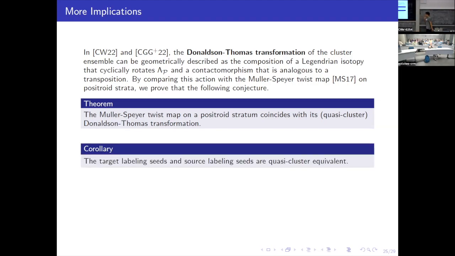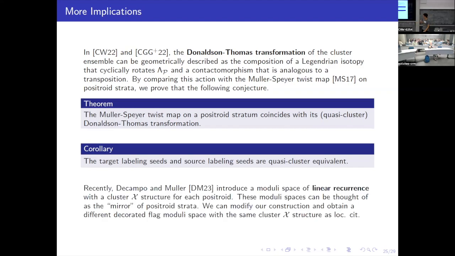And the direct corollary of this is that the target labeling seed and the source labeling seed are quasi-cluster equivalent, right? So this was a conjecture for a long time, and now it follows from our result, because the target and the source labeling seeds are related by the square of the Muller-Speyer twist. And if the Muller-Speyer twist is DT, then the square is also quasi-cluster equivalent.